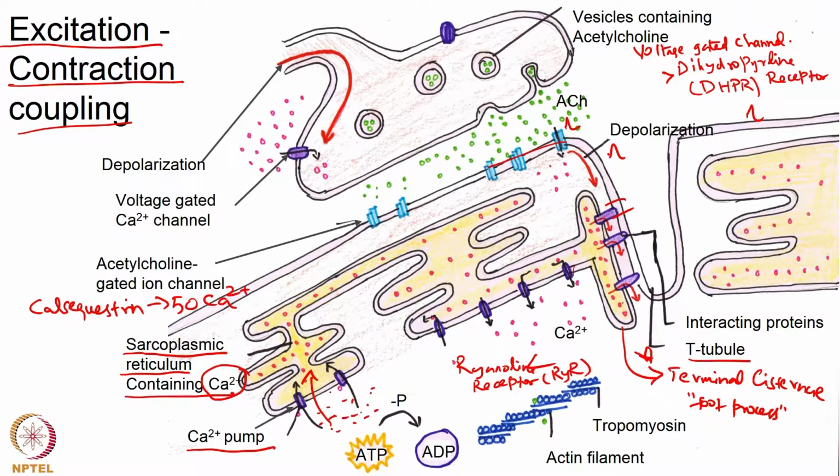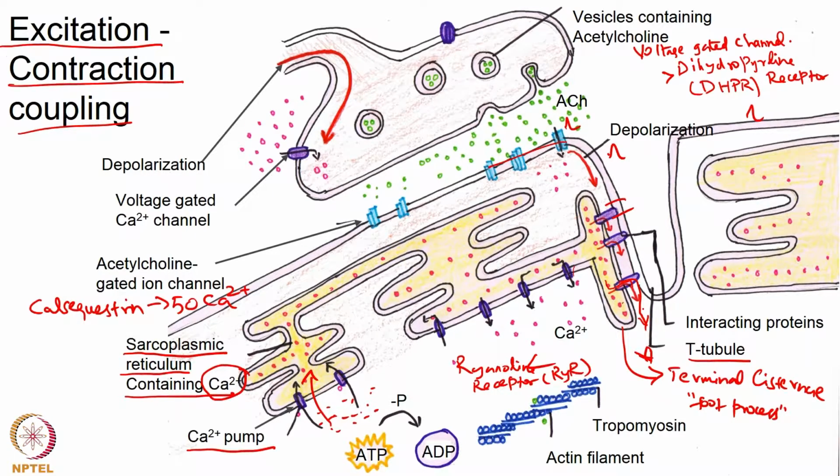Okay. Now, let us go back to the situation when calcium is released through the ryanodine receptor, right. A lot of calcium goes out, and it plays a crucial role for calcium in muscle function, which we will see in the next few slides.